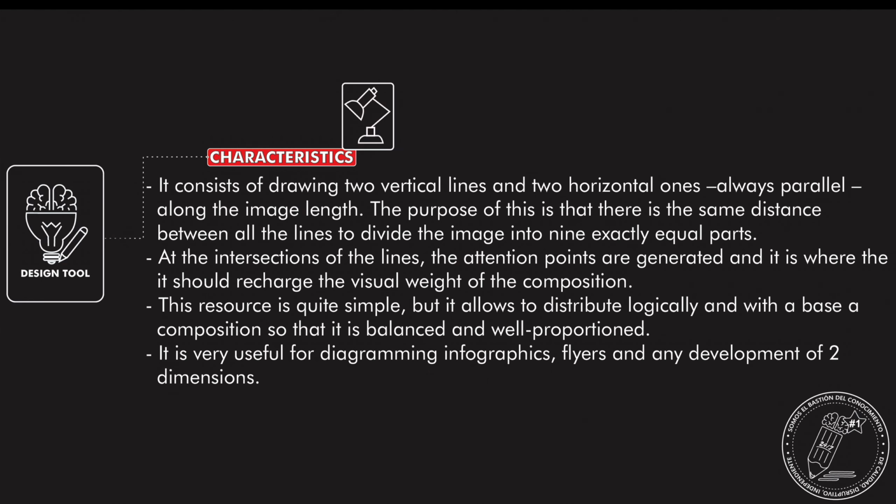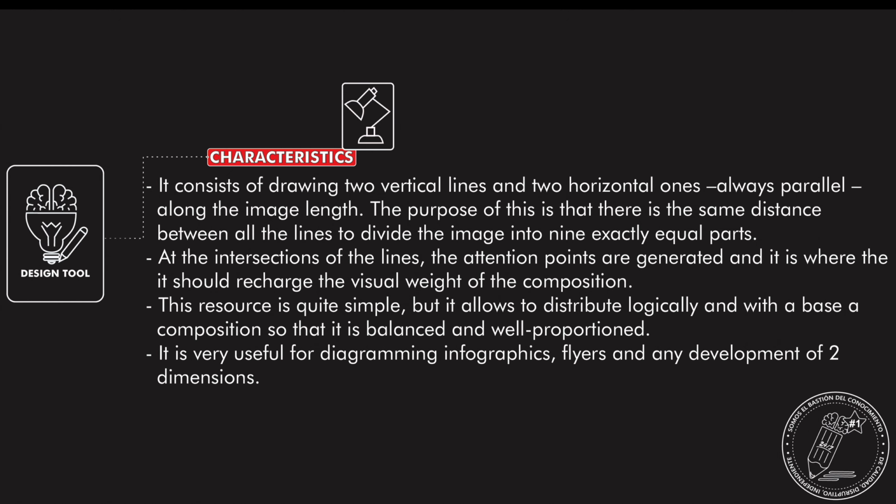It consists of drawing two vertical lines and two horizontal ones, always parallel, along the image length. The purpose of this is that there is the same distance between all the lines to divide the image into 9 exactly equal parts. At the intersection of these lines, the attention points are generated, and this is where you should place the visual weight of the composition.